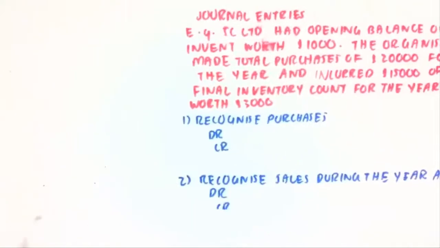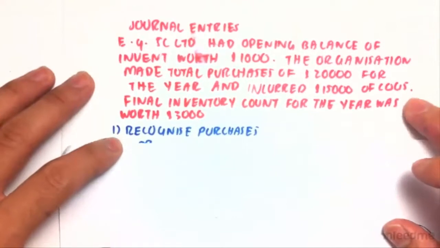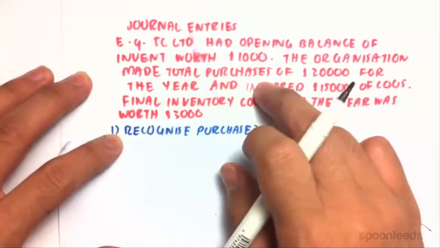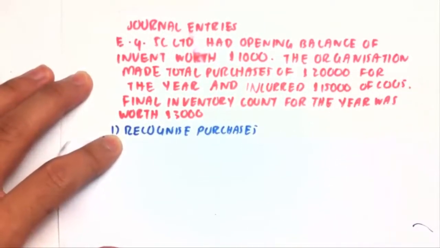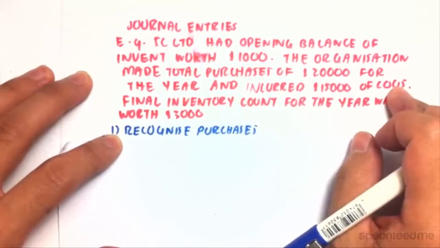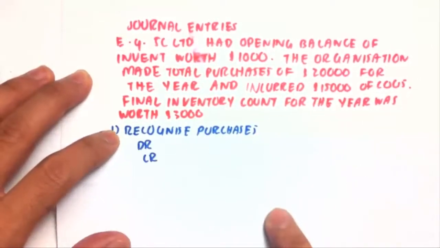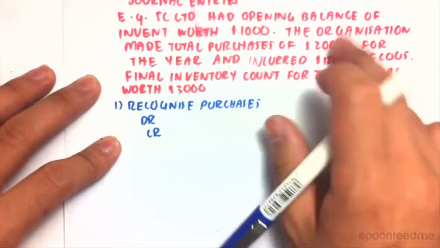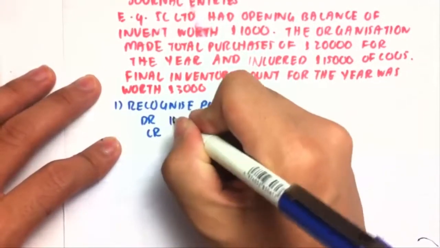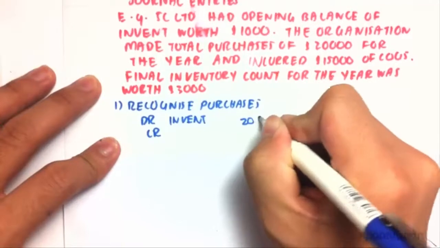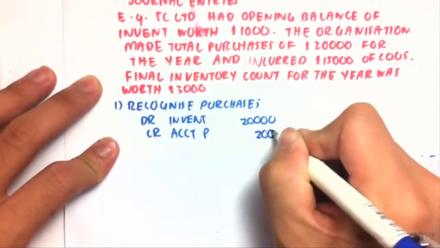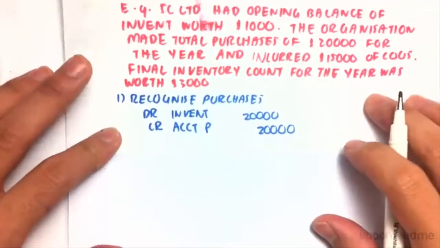Okay, so I'm just going to give you an example of how we do that. So for example, SC Ltd had an opening balance of inventory worth $1,000. The organization made total purchases of $20,000 for the year and incurred $15,000 of COGS, with a final inventory count for the year worth $3,000. So right in the beginning, we recognize our purchases, so that's $20,000 worth. So we debit inventory, we increase that by $20,000, and then we credit accounts payable by $20,000 because now we owe our suppliers $20,000 because they've given us that inventory.